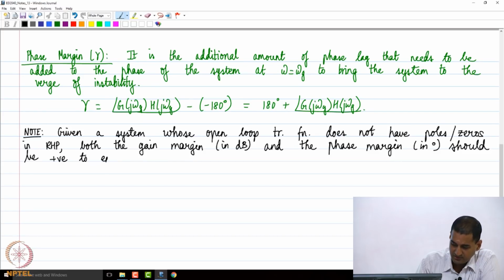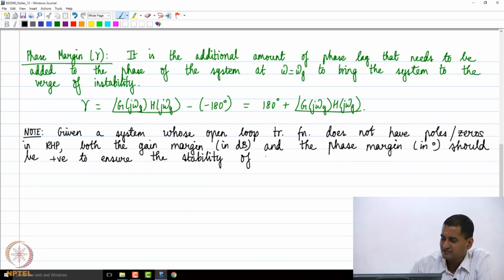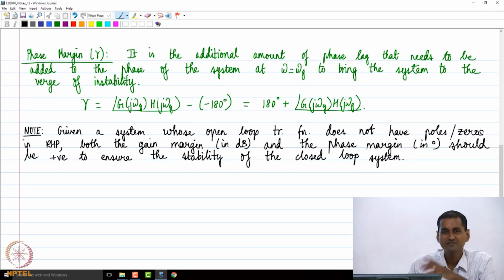To ensure the stability of the closed loop system. Okay, this is a result. I am just conveying this to you. So, one may typically wonder why we want the gain margin and the phase margin to be positive. This is the result.